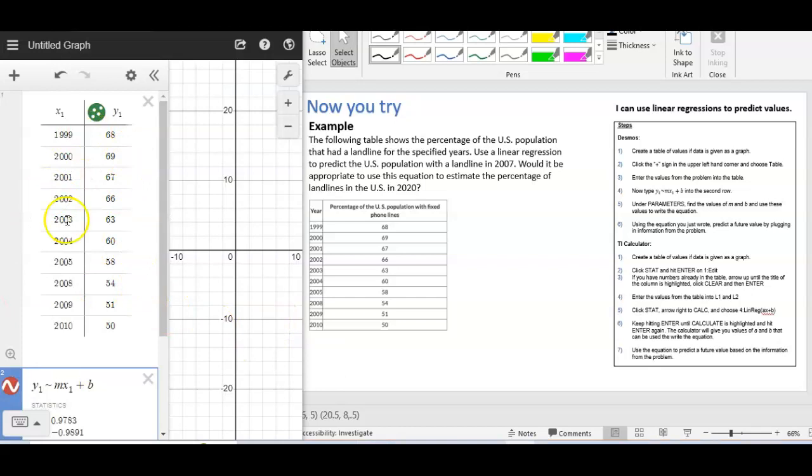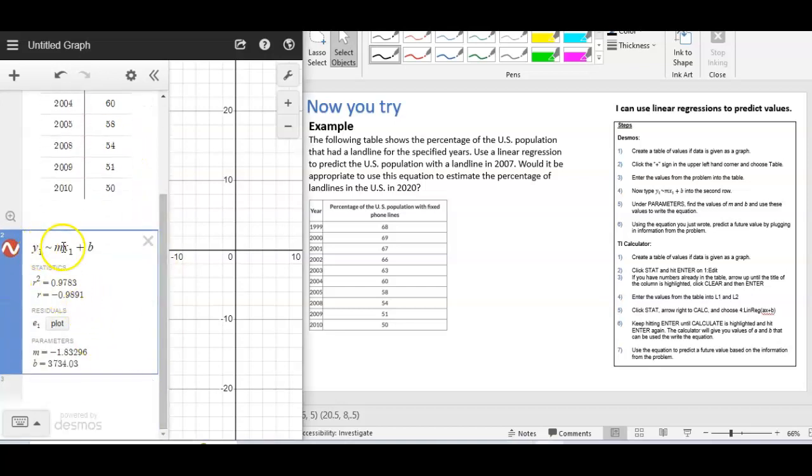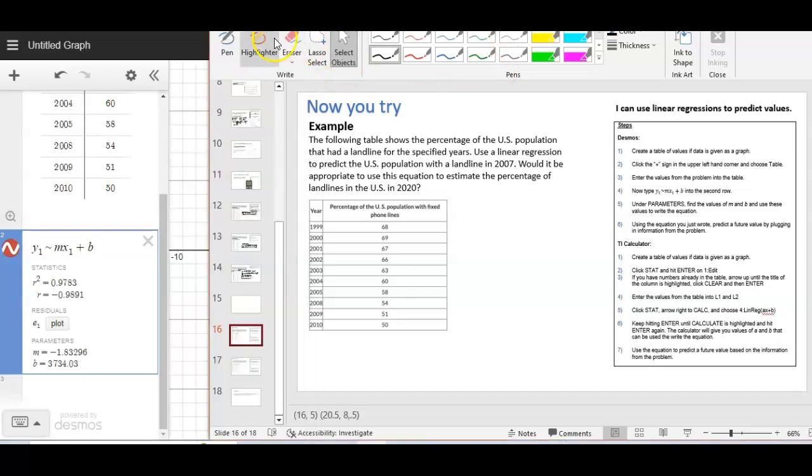Okay, so I chose to do this on Desmos. I just think it's a little bit easier sometimes to use Desmos since I'm on my computer. So I went ahead and entered the table, and you can see in row 2, I typed in y1 is approximately mx1 plus b. It gave me the values of the parameter that I can now use to write the equation of my line. So let's go ahead and do that. So we have y equals negative 1.83x, and then our value of b is going to be 3734. So we have negative 1.83x plus 3734.